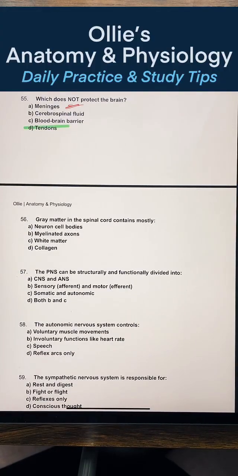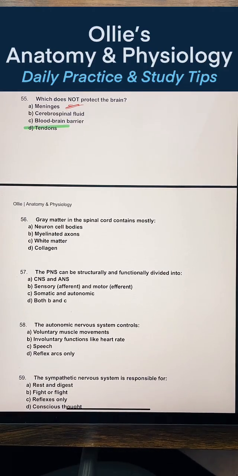Number 56, gray matter in the spinal cord contains mostly what? What do they mostly contain? A, B, C, or D? What do you guys think?